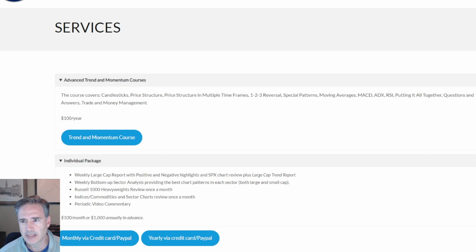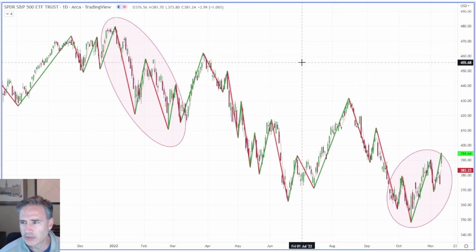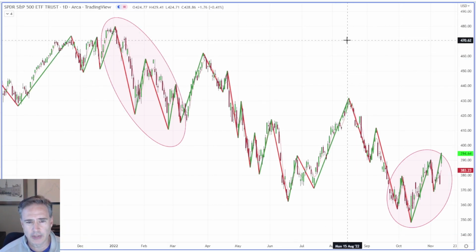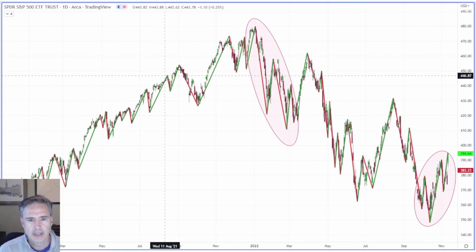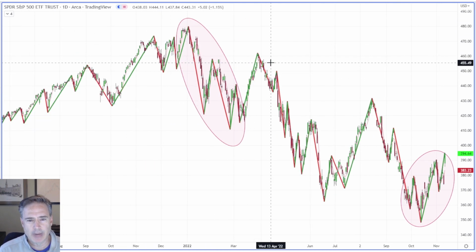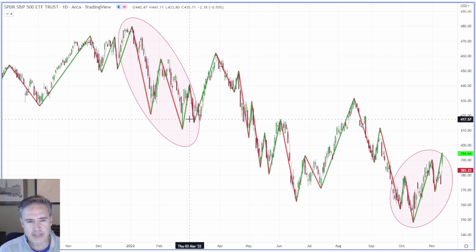All right, and then what I wanted to do, I want to start by showing you something from the course that I go into a lot of detail on. I talk about this zigzag in terms of trend structure, and I explain how this is actually at the top of the market when the market peaked. It gave a bearish signal to the downside.